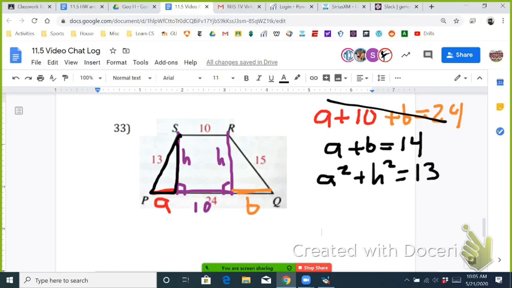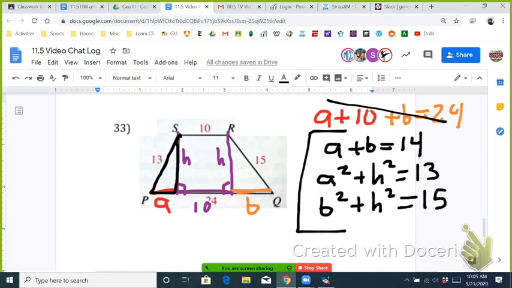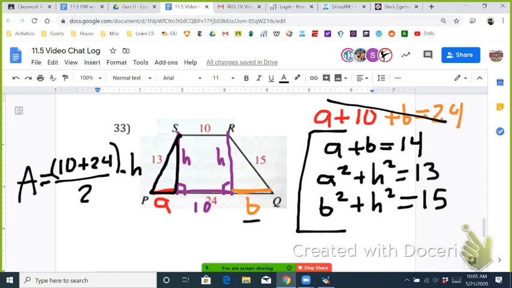There's also one on the right. We can use B and h. So b squared plus h squared is equal to 15. And now all we're going to do is solve this system of equations on the calculator, and then we can plug it into the area formula. Base 1, 10, plus base 2, 24, divided by 2, times the height, which is h. So we'll find A and B, but really all we need to find is h, and by solving this system, and then plug it into that equation.